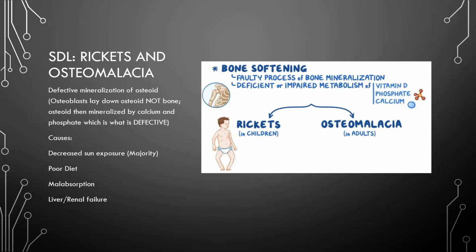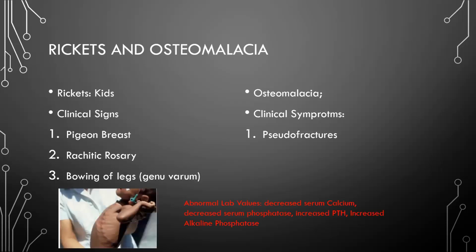So a poor diet can also play a factor, and malabsorption after surgery. So if someone just had a procedure or something removed, that can play a factor. And then liver or renal failure. So remember, rickets is in children and osteomalacia will be in adults.